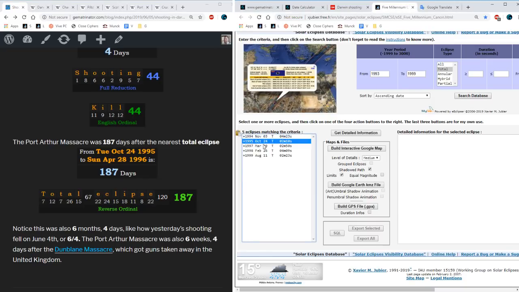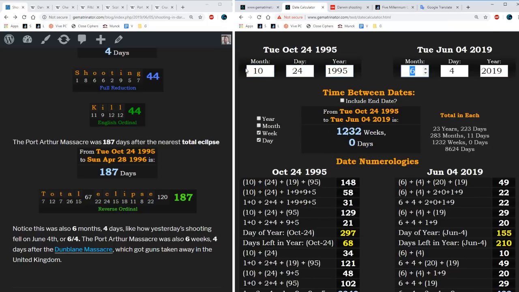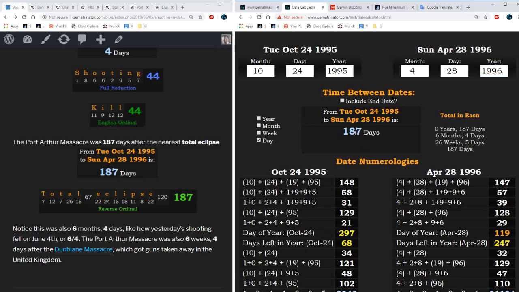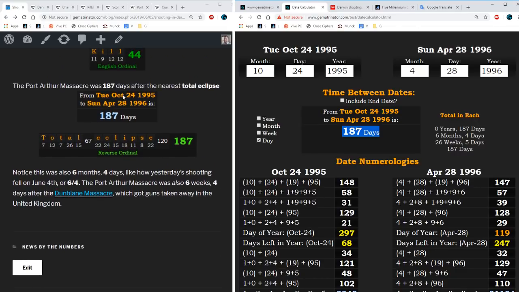notice how it was 187 days after the most recent and nearest total solar eclipse. That occurred on October 24th of 1995. And there you see the 187 days. By the way, 187 days is also 6 months, 4 days. Yesterday's shooting occurred on the date 6/4.